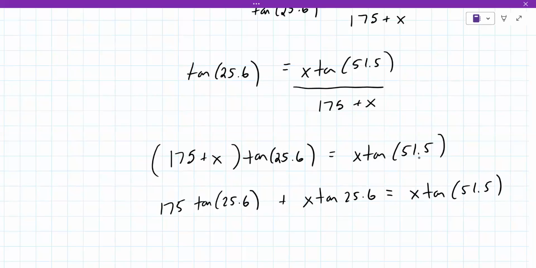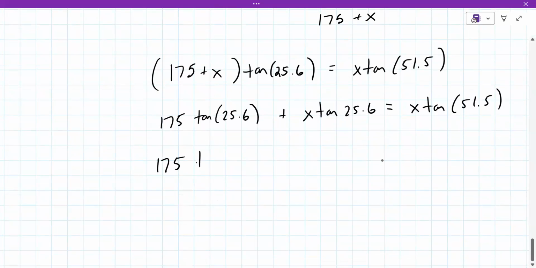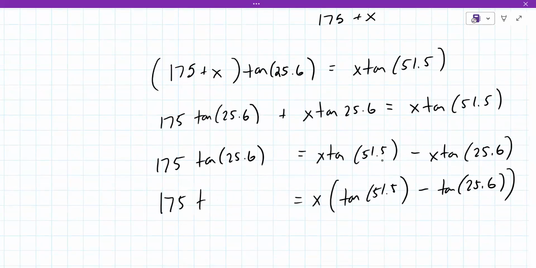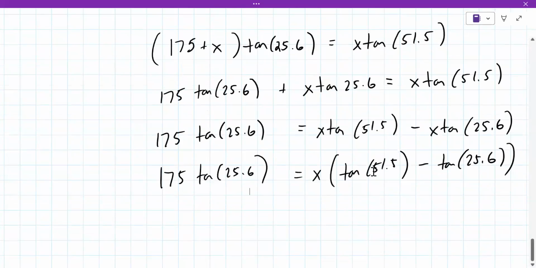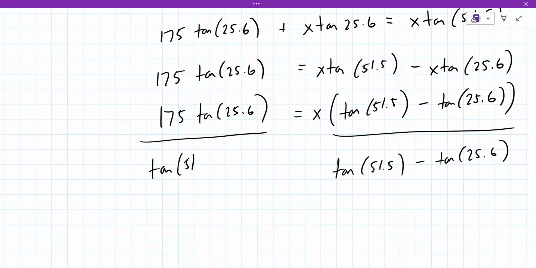All right, so just writing down the right side. So now we have to move everything to one side. So I'm going to move everything to the right, I guess. So we have 175 tangent 25.6 equals X tangent 51.5 minus X tangent 25.6. And X is tangent 51.5 minus tangent 25.6. Then you divide both sides by that. So you divide both sides by this on the right. Okay, so once you've done that, you get your value of X.